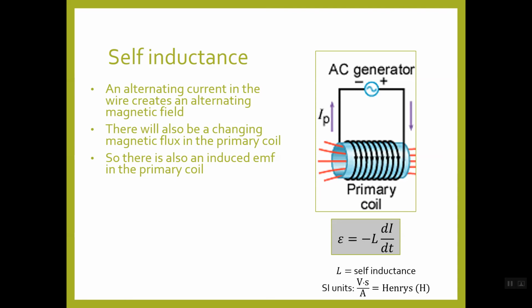And this is called the self-inductance. Instead of M, we have L, which is called the self-inductance, and it has the same units of Henry. So we have an induced EMF that is going to occur when we have a changing current in a coil.